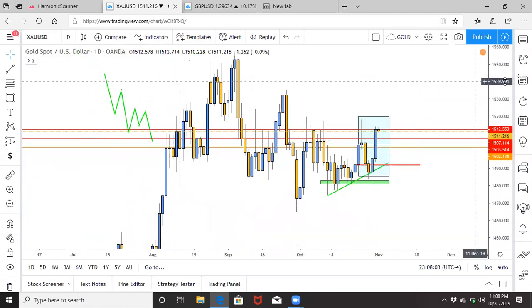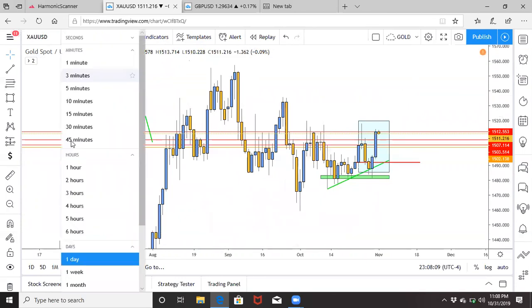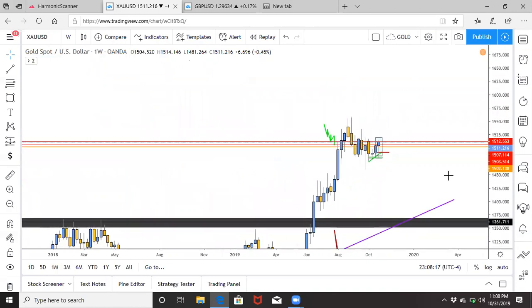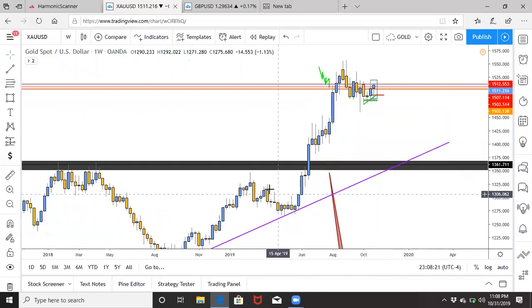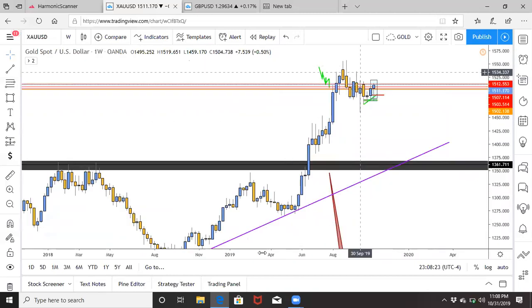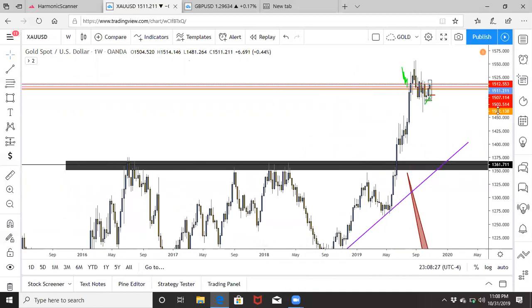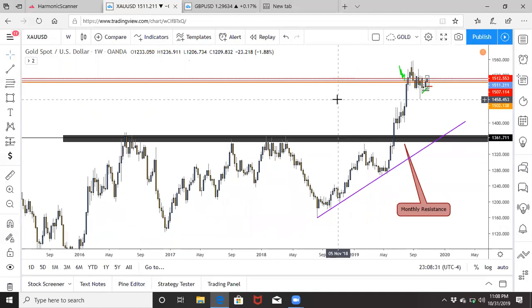So this is probably going to be a short term deal. But wait, let's go to the weekly. So you're in the counter trend. This is the weekly. This is the uptrend. I'm gonna show you. But on the daily, it's a downtrend. On the weekly, it's an uptrend. So this is a counter trend.